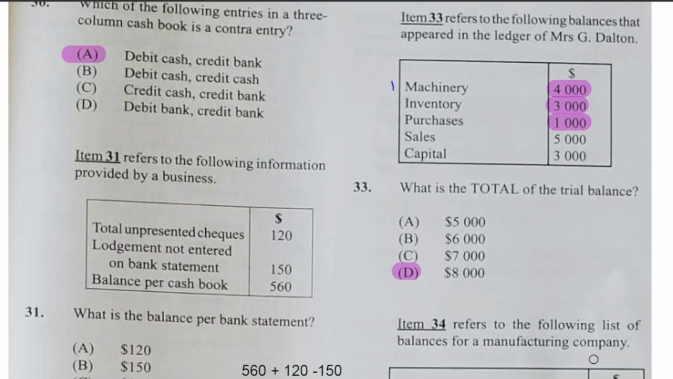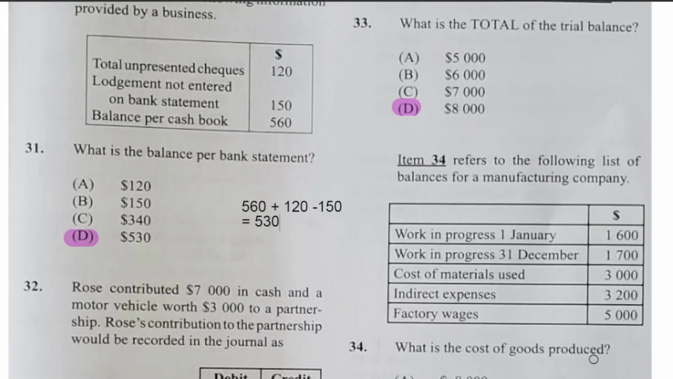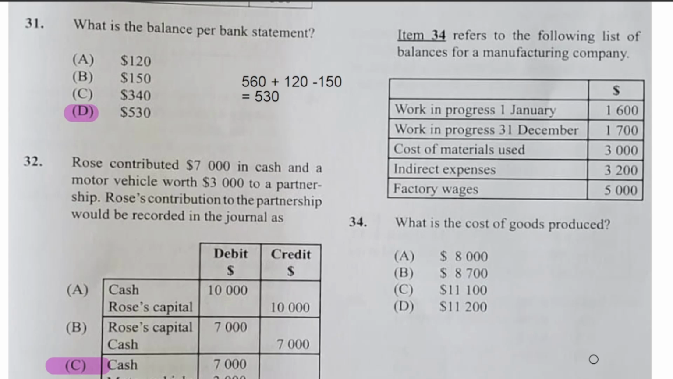And that's there. Item 34 refers to the following list of balances for a manufacturing company. What is the cost of the goods produced? Okay, so this here is basically going through the manufacturing account, but they give you a simplified list of items that you will use. So instead of starting with opening inventory of raw material, they go right ahead and give you the direct material. So you have direct material, direct wage, that's $8,000.